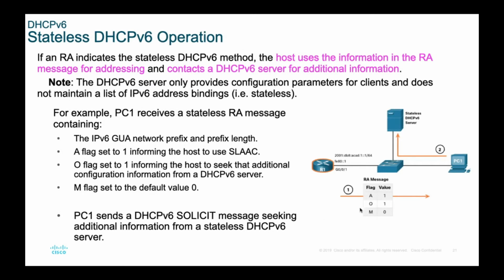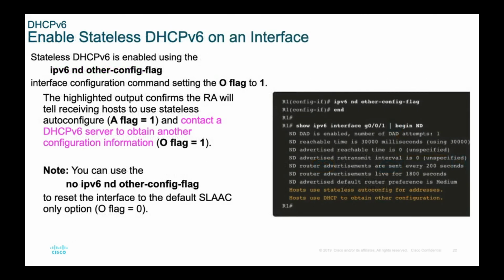So for stateless DHCP version 6 operation, we still need SLAAC. So the A flag is still turned on, but the DHCP server will provide the other info, so the O flag is turned on. That's all we need to do. So how do we make the O flag turn on? The A flag is turned on by default whenever you do IPv6 unicast routing.